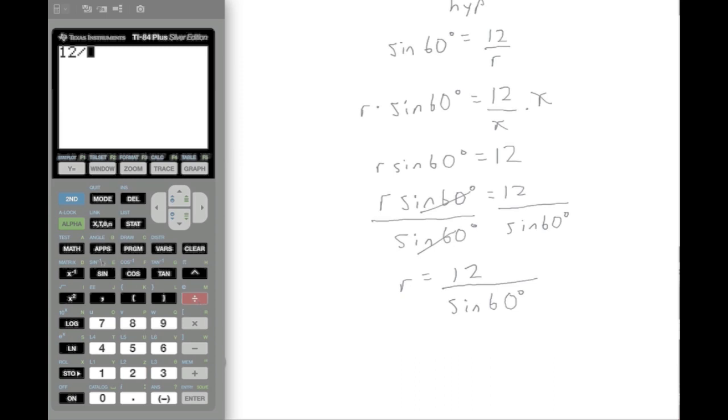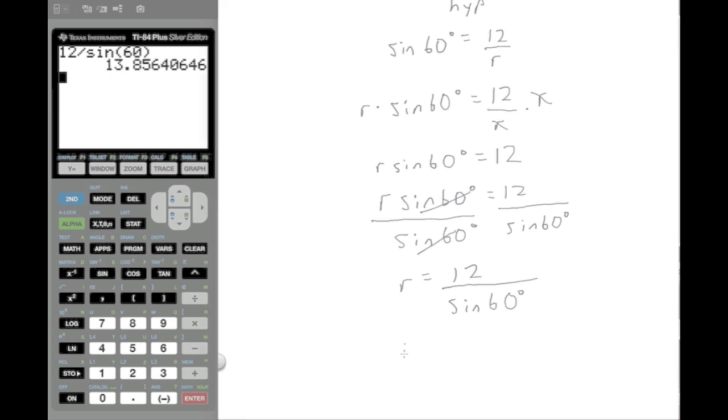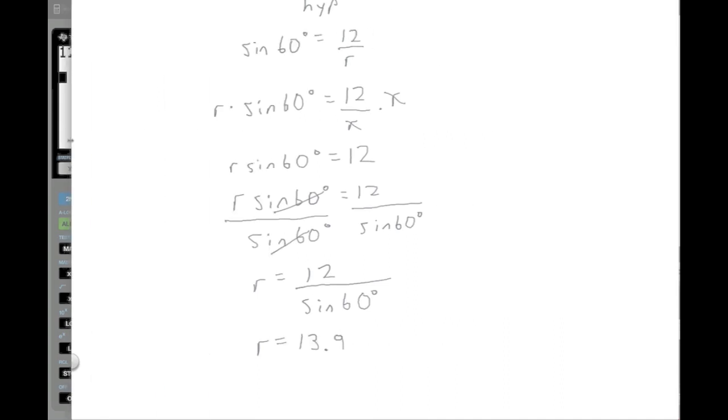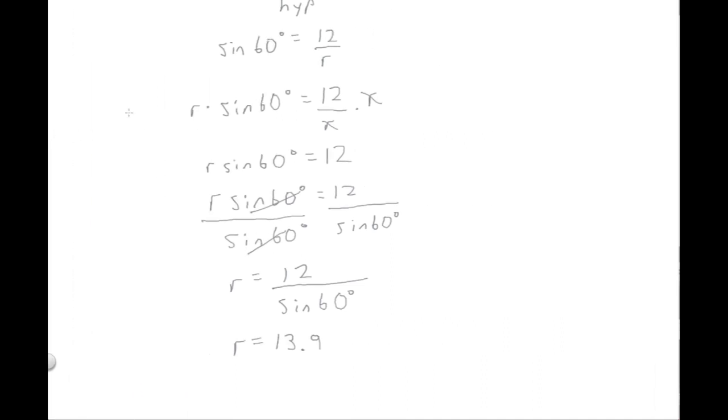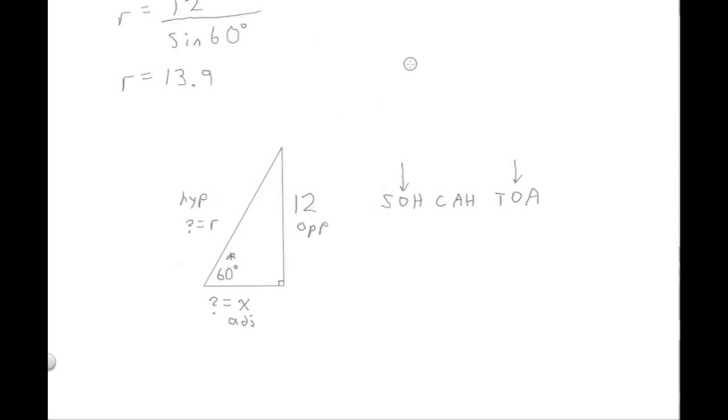12 divided by sine of 60 degrees. Because this digit is a 5, I'll round up this digit. So this rounds to 13.9. So it's always a good idea when you figure something out to go back and build that new information into your sketch. So I'll take that 13.9 and I'll build that into the sketch.